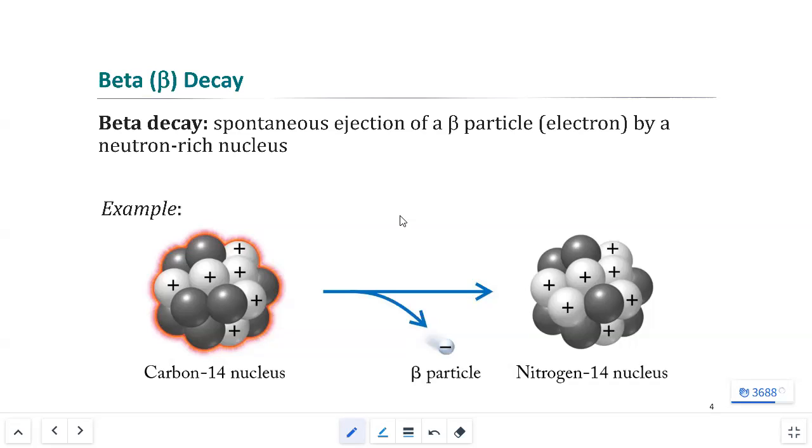So if all of those yellow dots represent some kind of radioactivity, some kind of unstable atom, an unstable isotope, what are the different ways that we can get back to stability? Well, let's take, for example, the first one here, beta decay. In beta decay, what we see is the spontaneous ejection of a beta particle. A beta particle we can think of as being very similar to an electron.